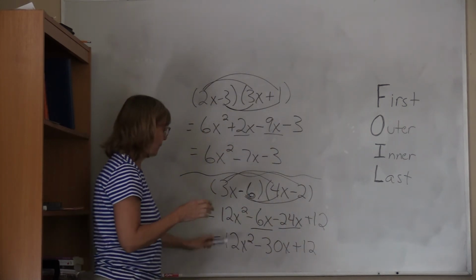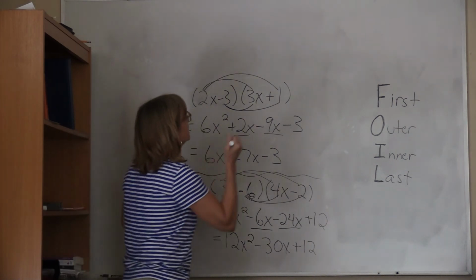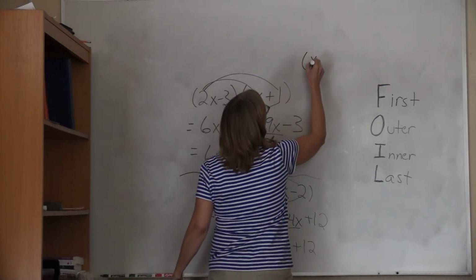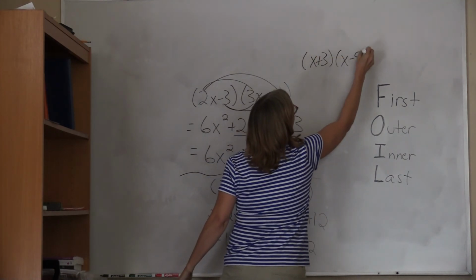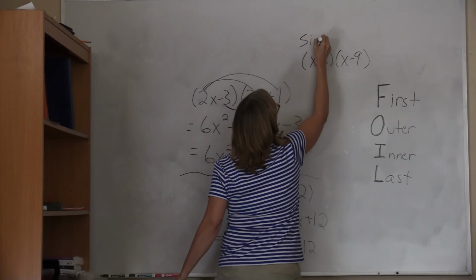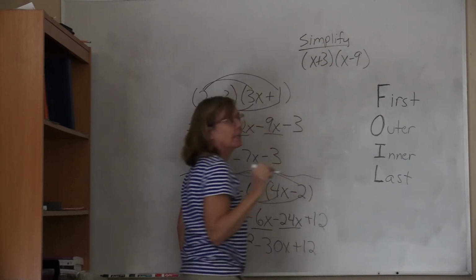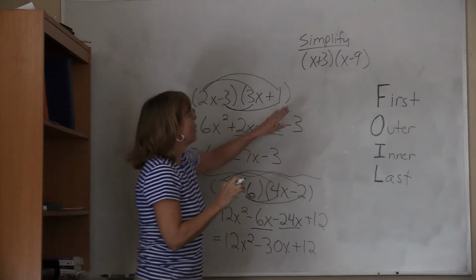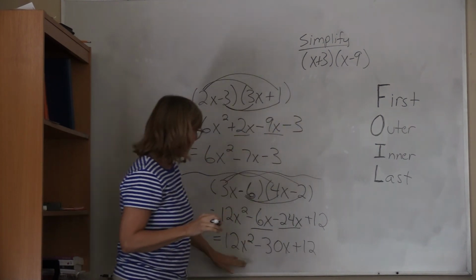Okay, I think FOIL will show up a couple times on the problems. What will happen is, on the test, you may have something like x plus 3, x minus 9, and all it's going to say is simplify. Okay? And you've got to recognize, oh, wait, I know what to do with that. This is going to be FOIL. And you're going to get a final answer, something like this.